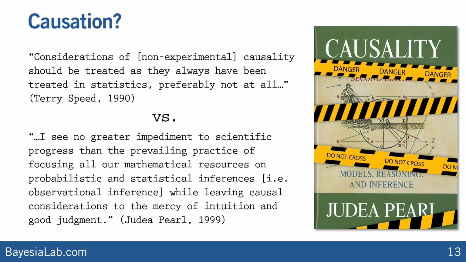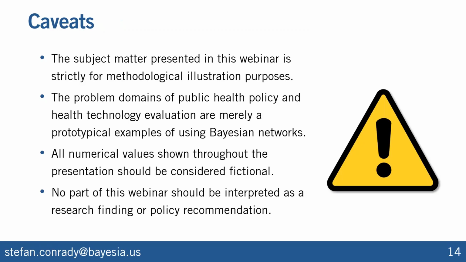And this is really the challenge we want to discuss in this webinar. But before we get to our first example, I need to share some caveats, and that is, all subject matter presented in this webinar is strictly for methodological illustration purposes. So the problem domains I share about public health policy and health technology are merely examples of using Bayesian networks. And all the numerical values you see throughout this presentation, you should consider as fictional. Absolutely no part of this webinar should be interpreted as a research finding or a policy recommendation.